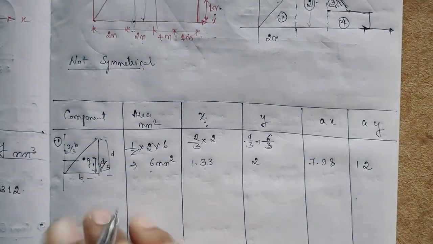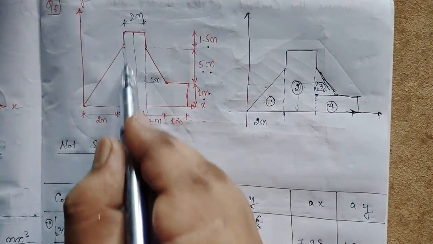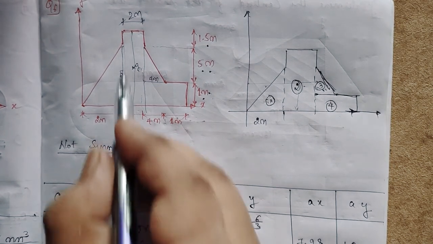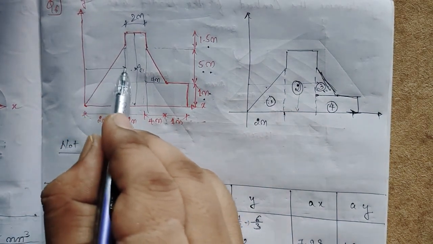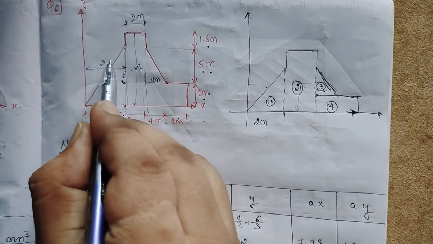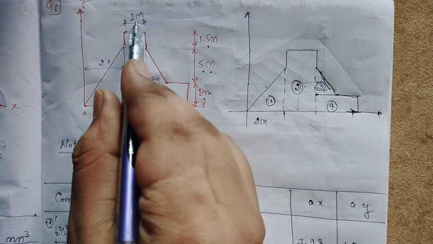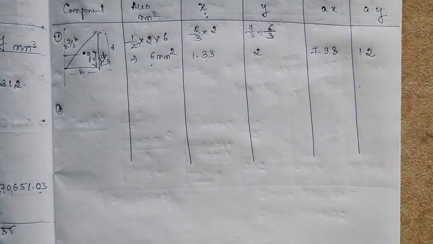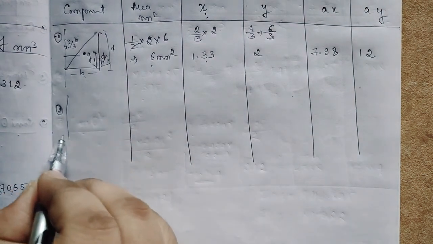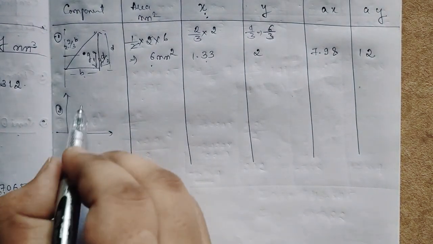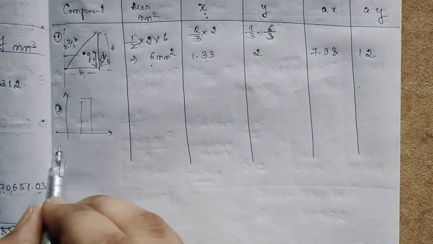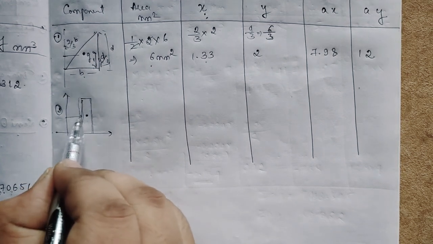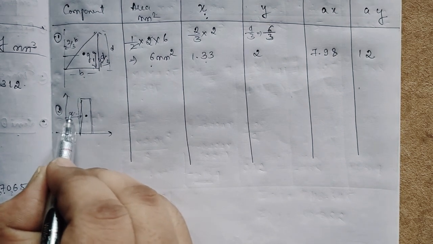Now what is the second component? The second component is your rectangle. So the G will be at the midpoint. The X will be 2 plus this distance, and this distance is 2 by 1. So this is the x and y axis, this is the reference, and this component is the rectangle. So we have to take the x distance and add it.